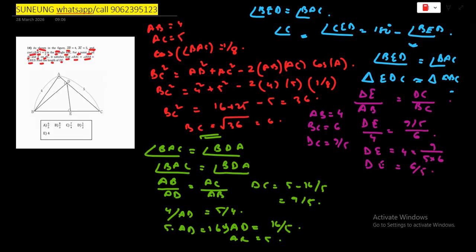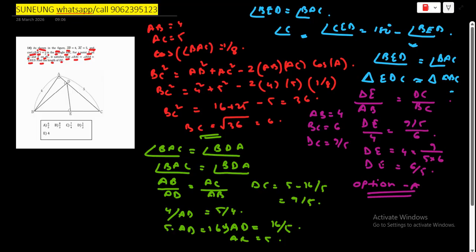Okay. Now look at our options. Option A is 6 by 5. So we did not just solve it, we nailed it. So option A is our right answer for this particular question.